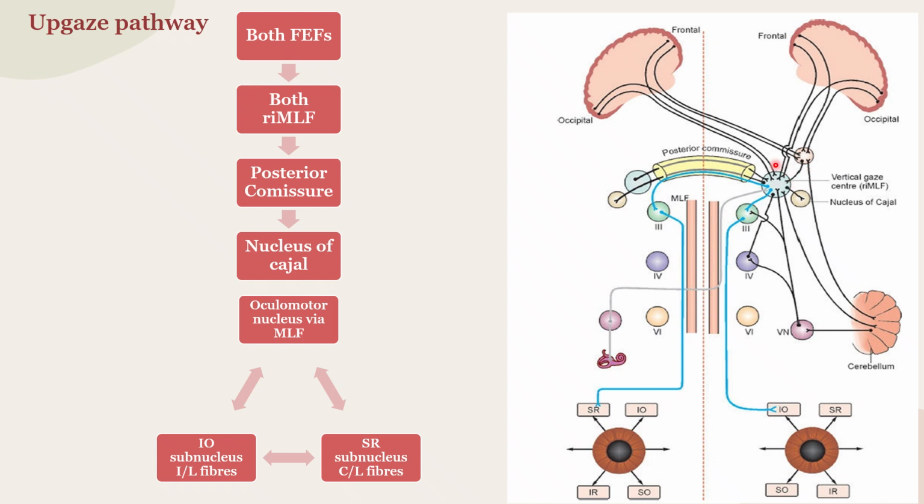Then the oculomotor nucleus will be stimulated via MLF, and the inferior oblique subnucleus will be involved, and the contralateral fibers will go to the superior rectus subnucleus. So in this we see that to stimulate the inferior oblique there will be ipsilateral fibers, and to stimulate the superior rectus there will be contralateral fibers, and this leads to the upgaze pathway, and upgaze movement will take place.